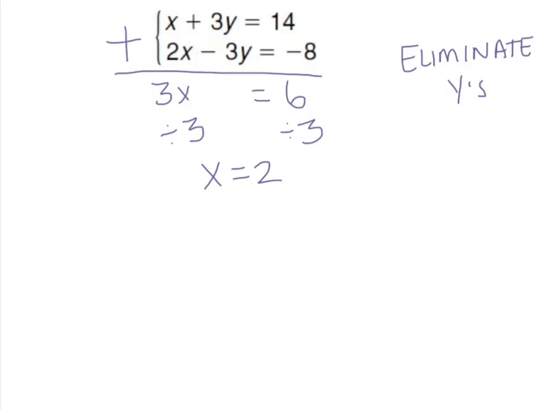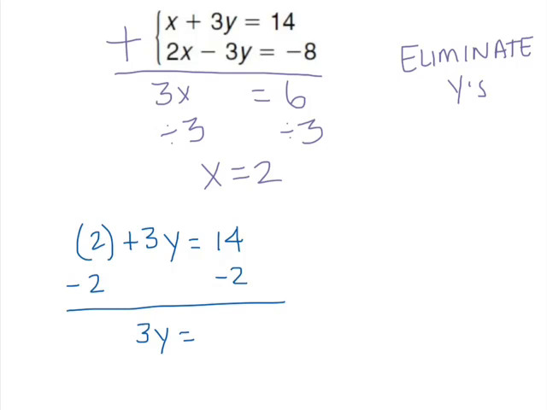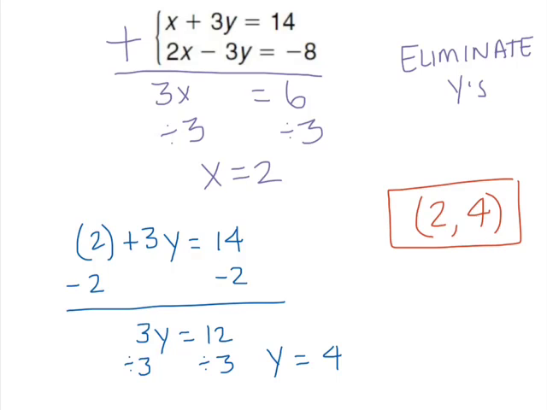Now, if x is 2, I can plug it into the top equation, and I can solve for y. Subtract my 2, subtract my 2. 3y equals 12. I divide by 3, and y equals 4. Now, I must make this an ordered pair. X is 2, and y is negative 4. There's my solution.